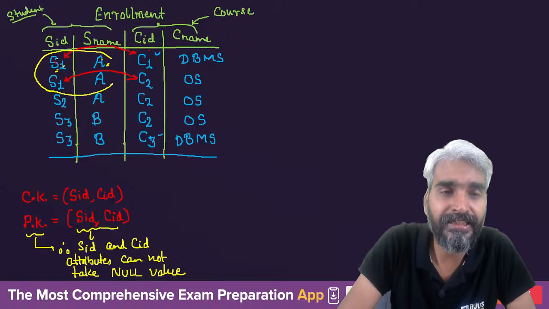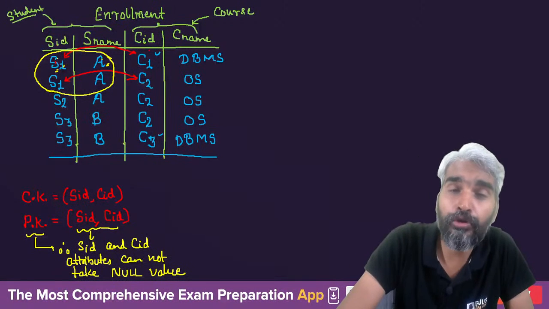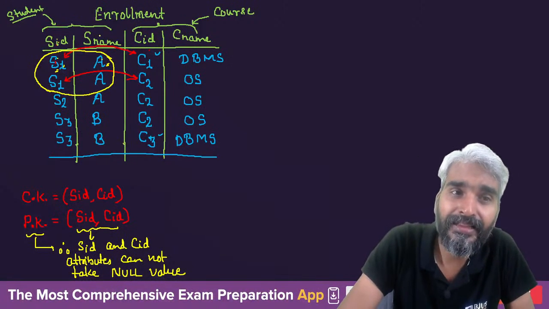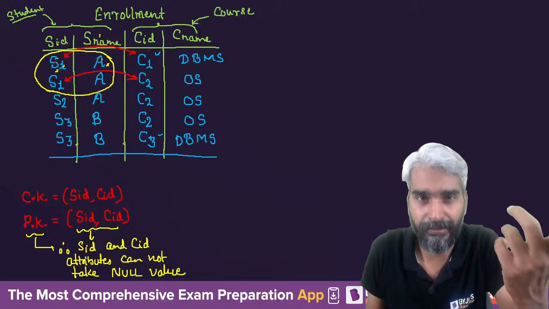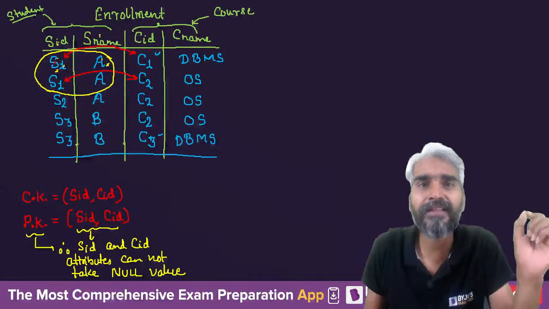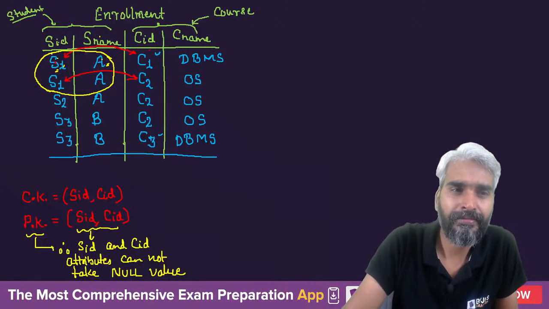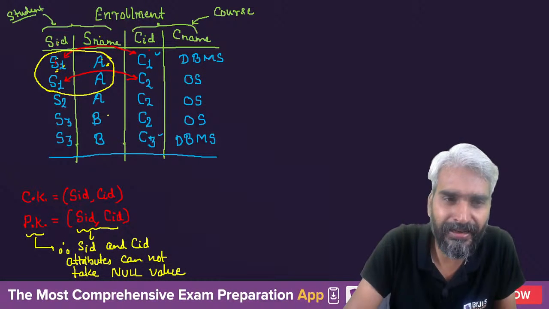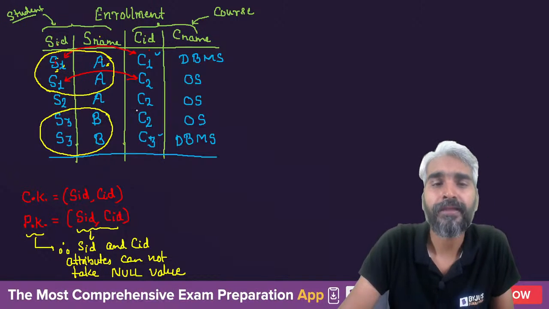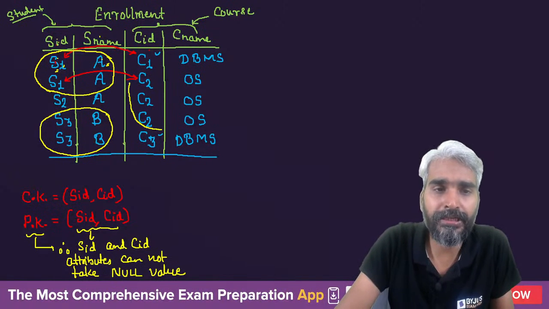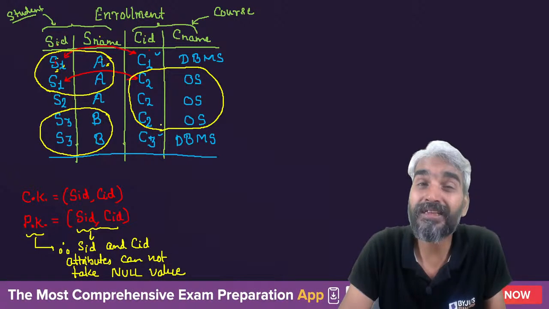This is redundancy because the SID can determine the S name. If you know the SID, the S name will be the same. You cannot have a scenario in which S1 has two different names. So if S1 is appearing anywhere in the table, the S name will also be the same. Similarly, wherever S3 is appearing in the table, the S name will be the same. Similarly, whenever course C2 is appearing in the table, the course name will be the same. So these are the redundancies.